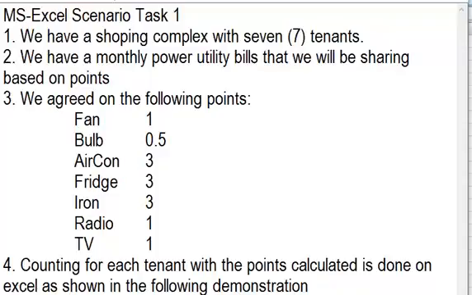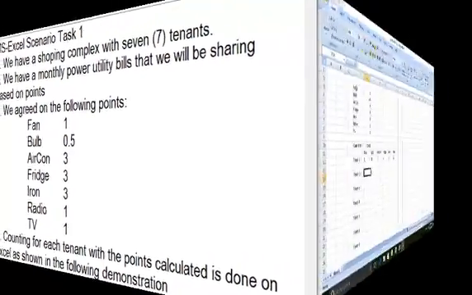Bulb, that's energy saving bulb, half points. Air conditioner, 3 points. Fridge, 3 points. Iron, 3 points. Radio, 1 point. Television, 1 point. So we shall be counting for each tenant with the points calculated done in Excel, as we shall show in the following demonstrations.